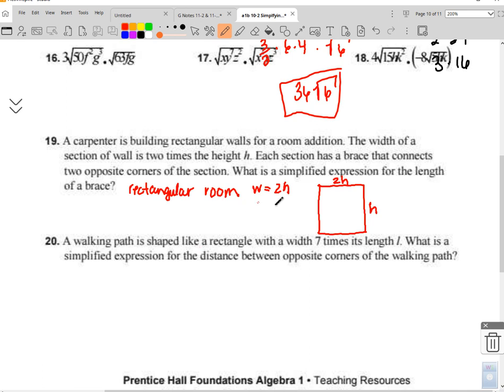All right, so each section, this is a rectangular wall. This is the wall. Each section has a brace that connects two opposite corners of the room. So like that. What is a simplified expression for the length of the room? I don't even know if I've drawn the diagram right. All right, take it back. We're not doing number 19. I'll talk to you about number 19 tomorrow.